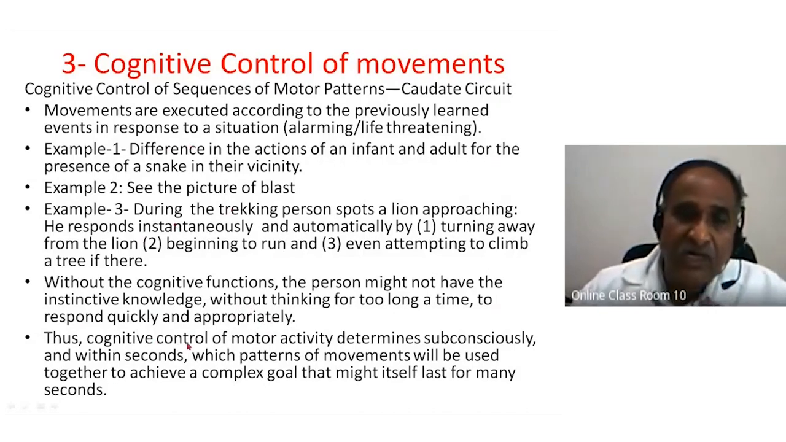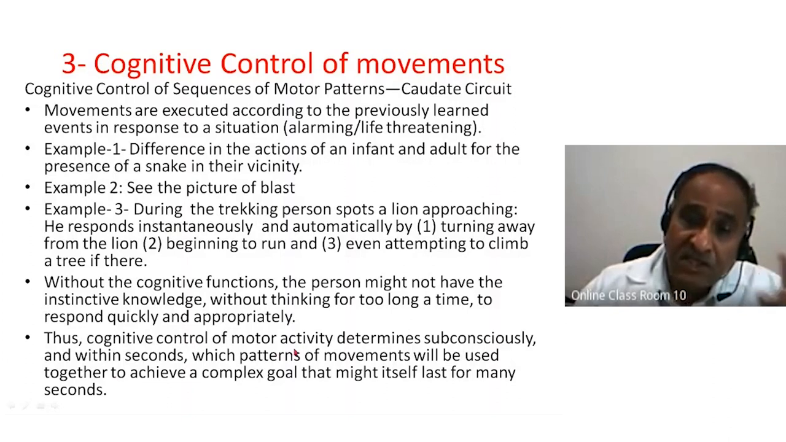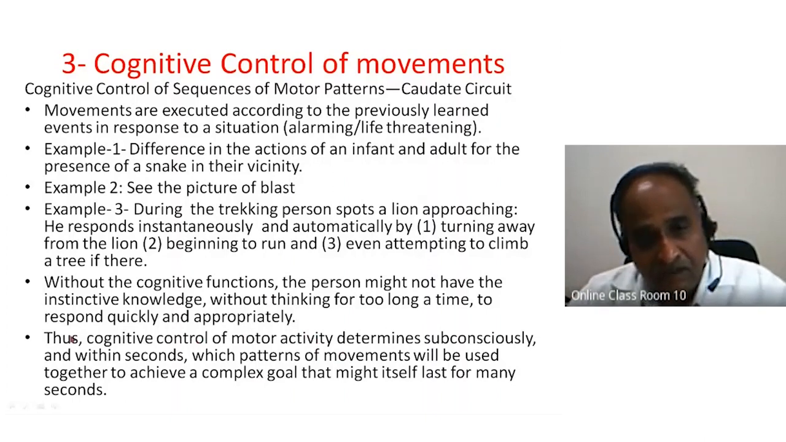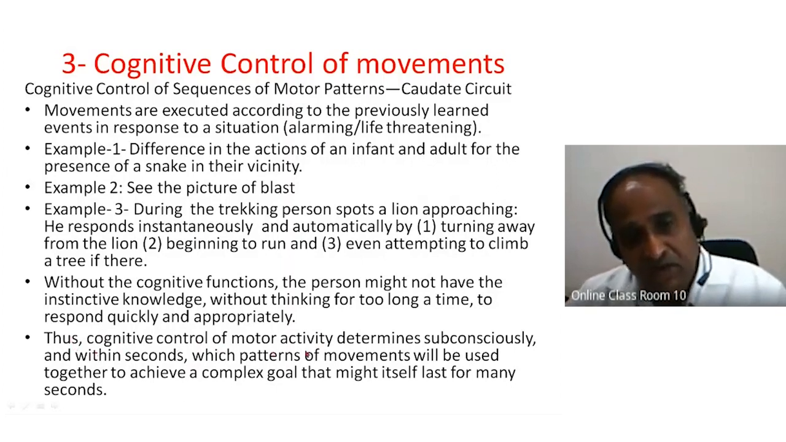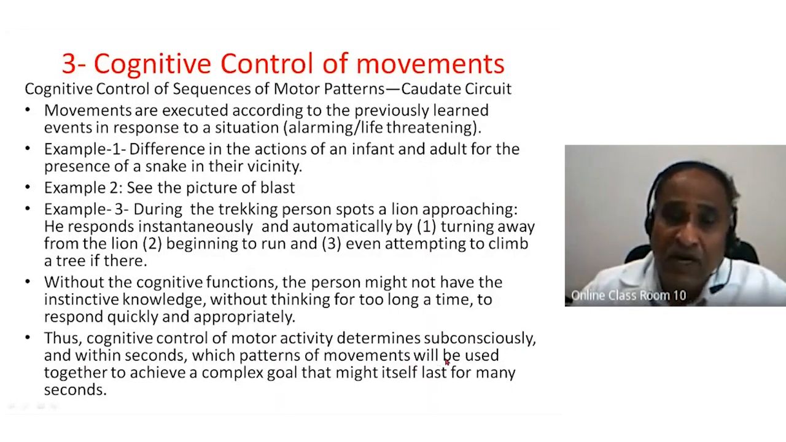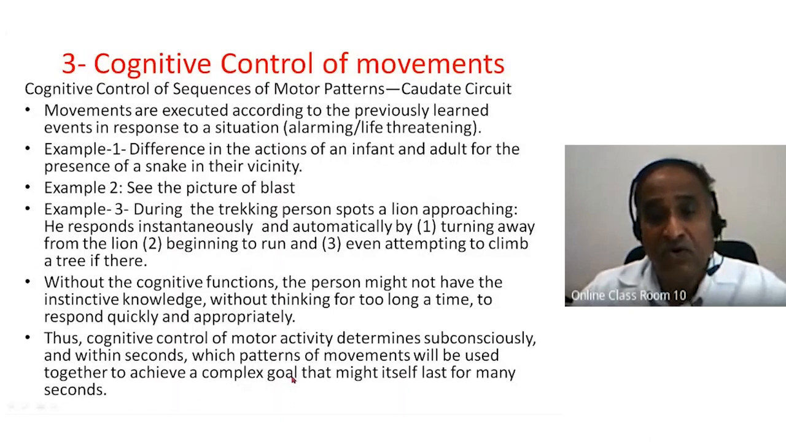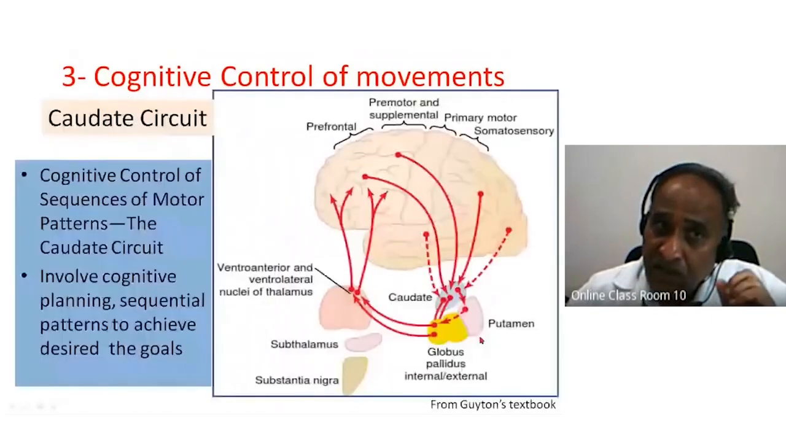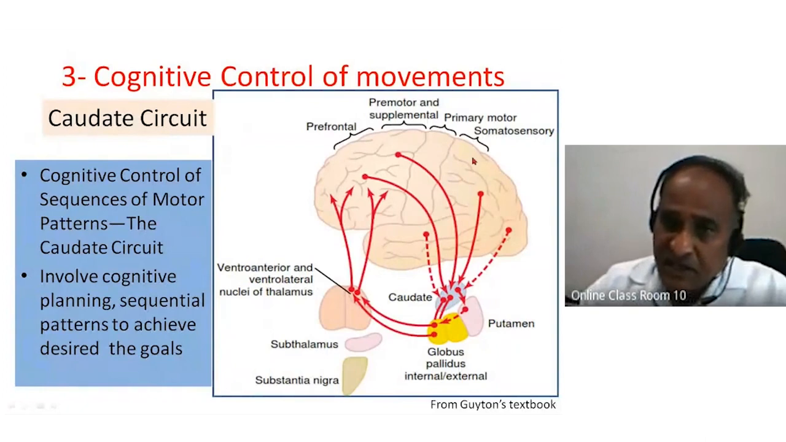Thus, cognitive control of the motor activity is a part of the learned element which has come through the basal ganglia. Here, the caudate circuit or caudate nucleus is involved. Now, I will tell about that. Thus, cognitive control of the motor activity determines subconsciously, or within seconds, the patterns of movement required to achieve a complex goal that might save the individual, and this should happen without losing much time. Now, coming back here, this is the circuitry.